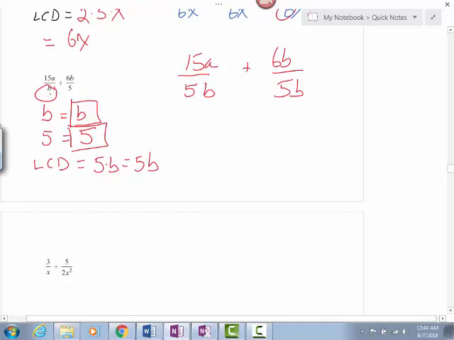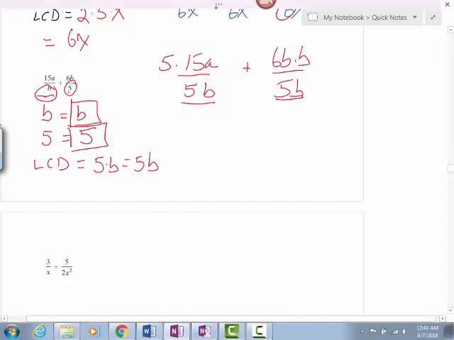So let's come back. We had a b, now we have a 5b. So we're multiplying this one by 5, so I need to multiply that one by 5. Here I have a 5, here I have a 5b. So I'm multiplying this one by b, so I need to multiply that one by b.